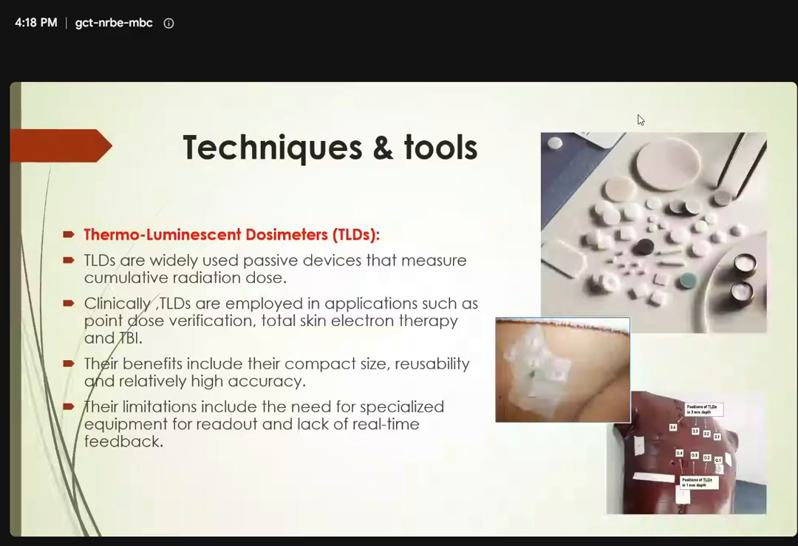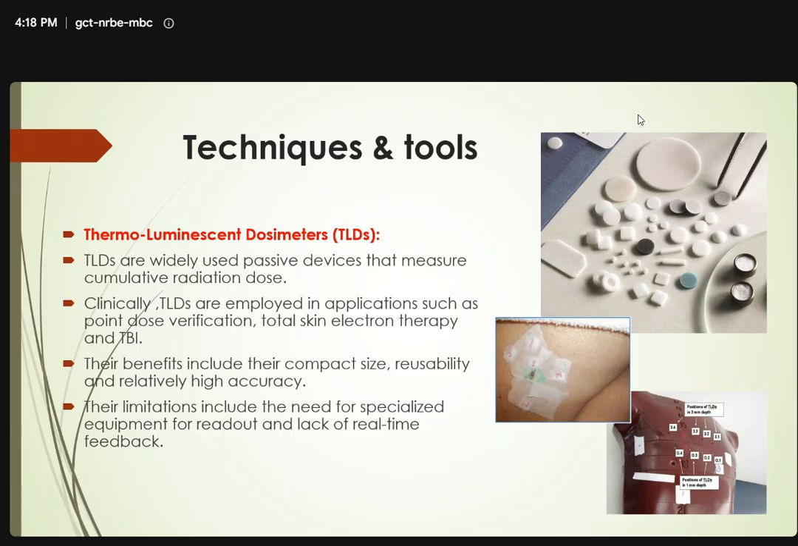So, what are the techniques and tools to perform this in vivo dosimetry? First is TLD, the thermoluminescent dosimeters. TLDs are widely used passive devices that measure cumulative radiation doses. Clinically, TLDs are employed in applications such as point dose verification, total skin electron therapy, and TBI, the total body irradiation.